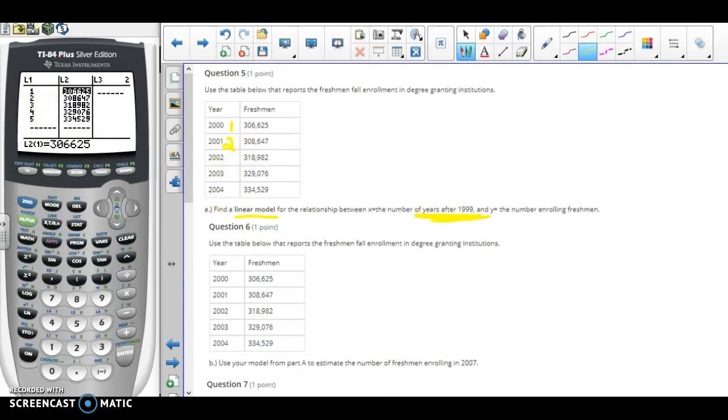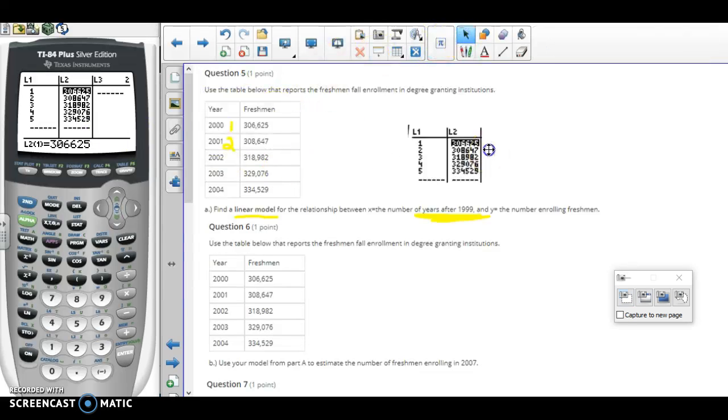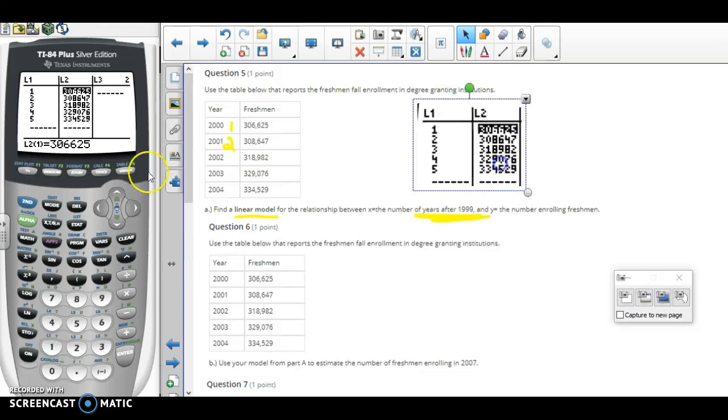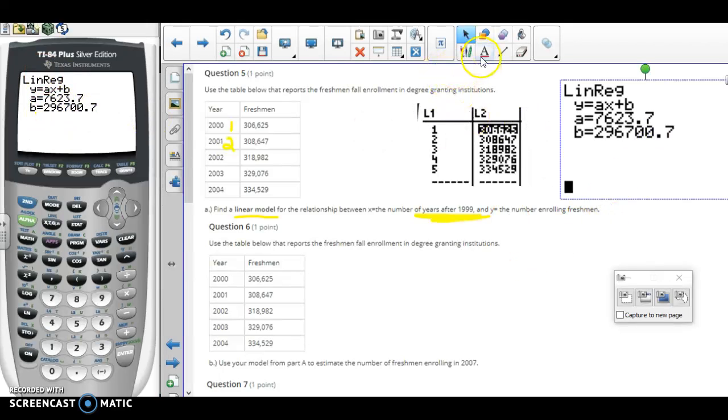That's your first step. Once you have that in your table, it's really, really simple to get to where you need to go. You stat, go over to calc, you go to 4 for linear regression. This is something that my 9th graders do, right? And then this is your linear regression equation. So we get this, all right, and from that we can write our model.